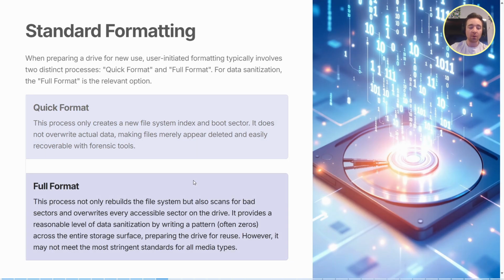However, a full format not only rebuilds the file system, but also scans for bad sectors and overwrites every accessible sector on the drive. So it provides a reasonable level of data sanitization by writing a pattern. Generally, you're writing zeros over the entire storage surface, preparing the drive for reuse. But it may not meet the most stringent standards for all media types. So this is like the second most secure one, the full format.